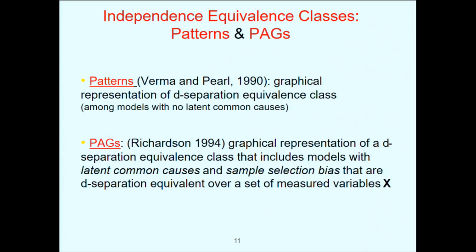The first kind corresponds to that d-separation equivalence theorem, and it's called a pattern. It was also invented by Verma and Pearl, and it's a graphical representation of the d-separation equivalence class among models with no latent common causes. And one of our graduate students, Thomas Richardson, generalized an idea that we worked on for many, many years and put together this notion of a partial ancestral graph, which is a graphical representation of a set of equivalent models that are d-separation equivalent over a set of measured variables, but might also include latent variables behind the scenes. We'll go into that tomorrow.